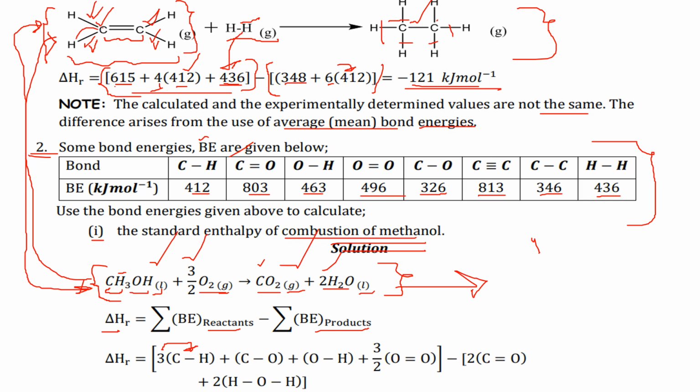And then we also have 1 carbon to oxygen bond. We also have an oxygen to hydrogen bond within methanol. So all these 3 types of bonds are coming from methanol alone. And then the oxygen gives us the oxygen to oxygen double bond. We give it its coefficient since it's already present in the balanced equation. And then for the products, we have the summation of bonds that are present in carbon dioxide.